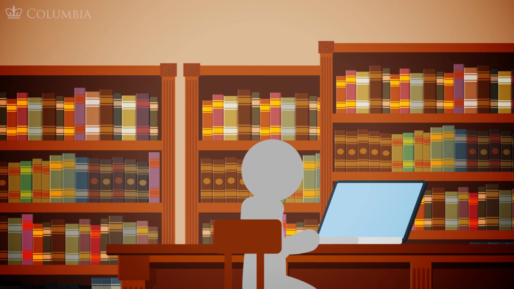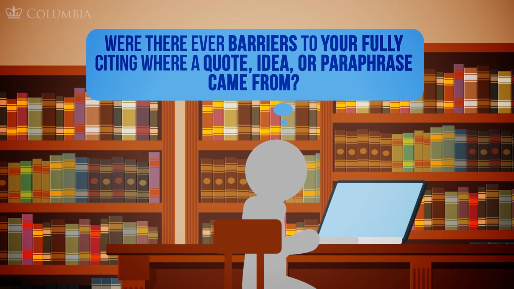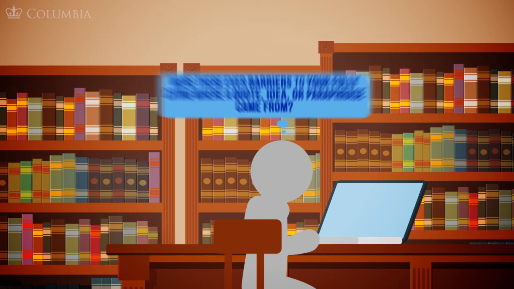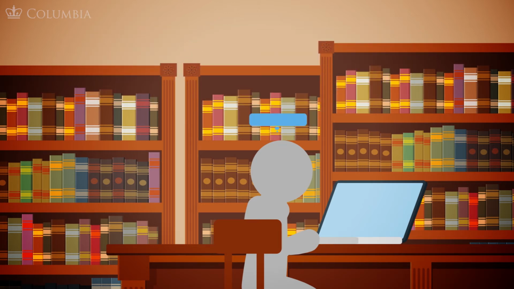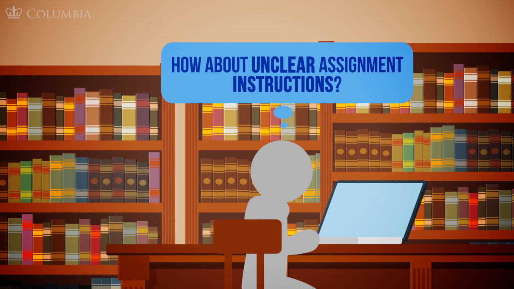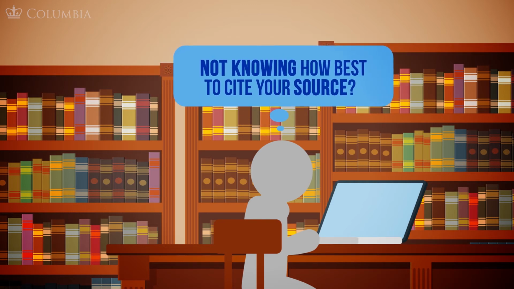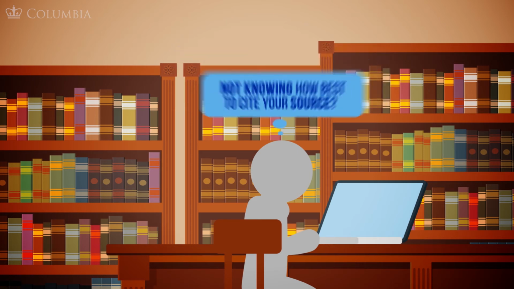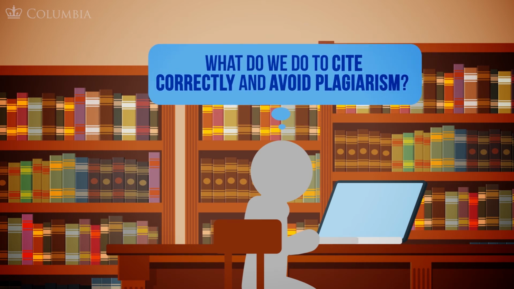Reflect on your academic career. Were there ever barriers to your fully citing where a quote, idea, or paraphrase came from? Was the barrier time? Was it lack of organization? How about unclear assignment instructions? Or simply not knowing how best to cite your source? So, what do we do to cite correctly and avoid plagiarism?